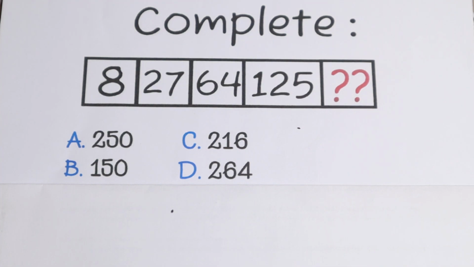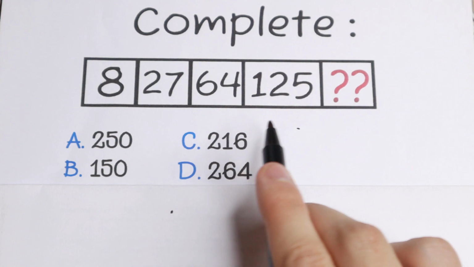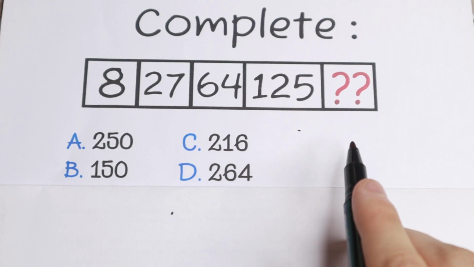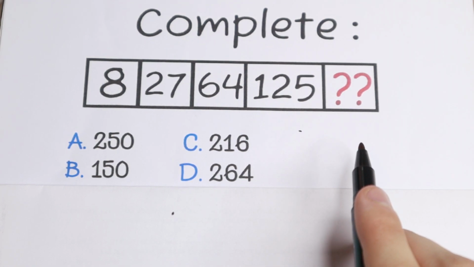Today we have a really interesting new brain test. Today we need to complete this numeric series. Right here we have 8, 27, 64, 125 and we need to find the last number in this numeric series.